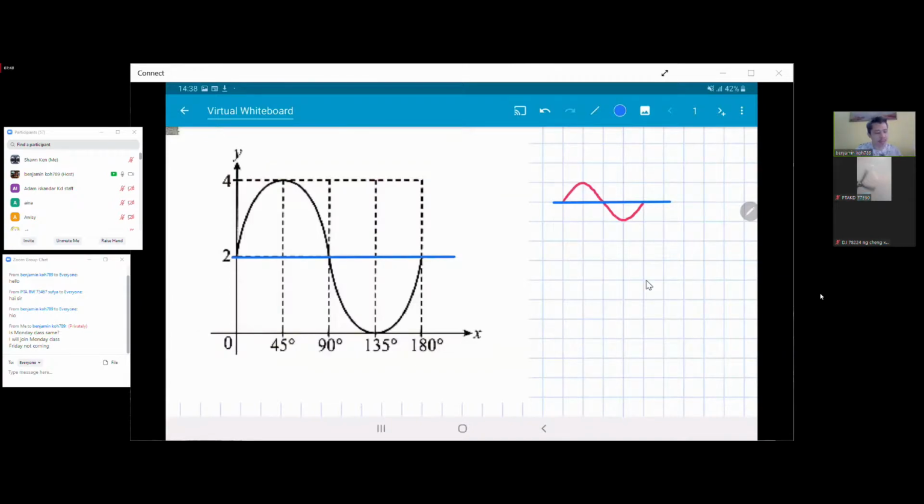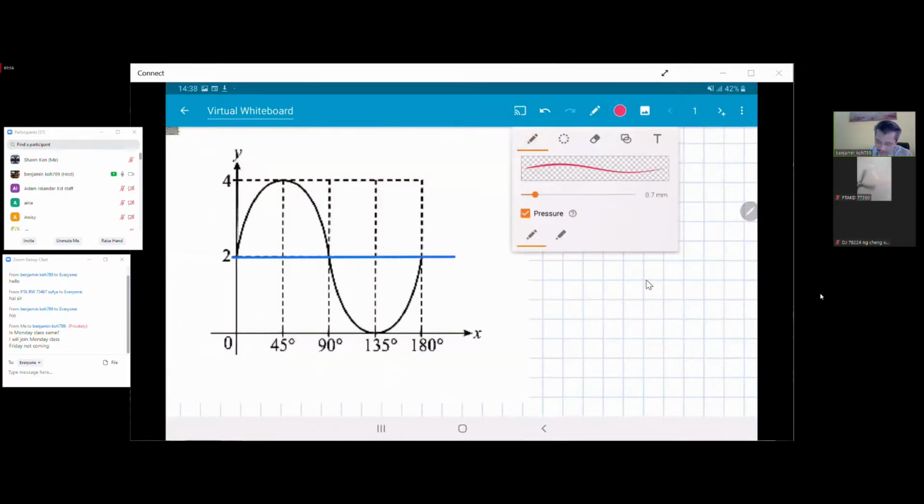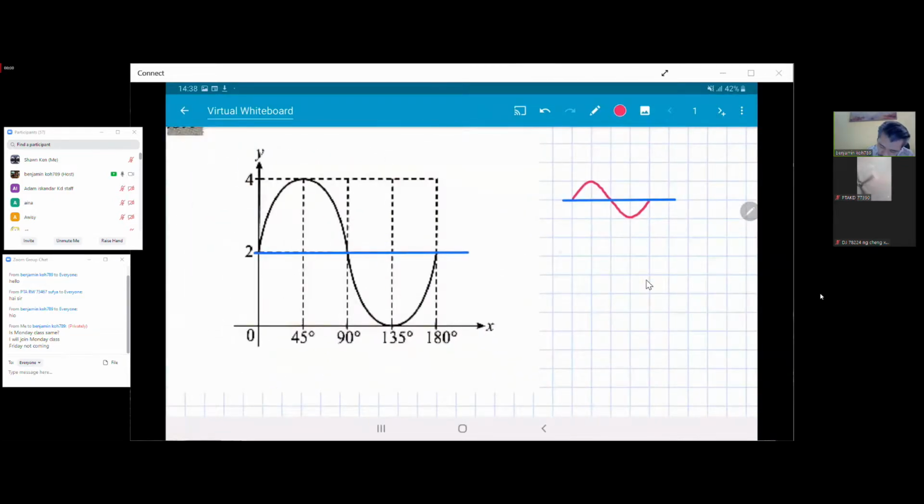So for example here, number 1, I know the graph is the sine graph. So I will start by writing y equals. There is an amplitude, but the number here is 4, the number here is 2.